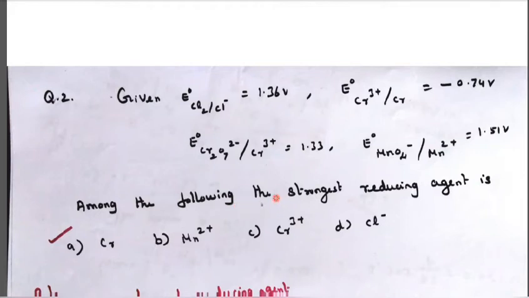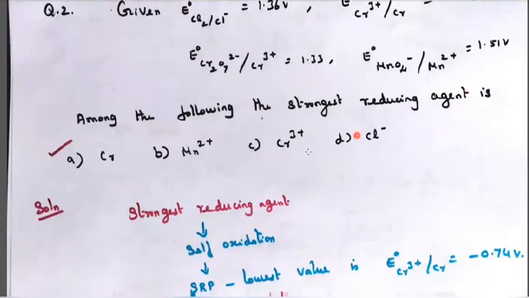In the electrochemical series, the highest negative potential is the strongest reducing agent, and the maximum positive potential is the strongest oxidizing agent. So the minus value is for Cr3+ and Cr, which is minus 0.74. So here chromium is the strongest reducing agent.